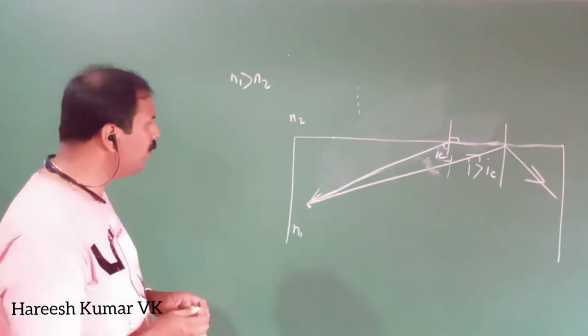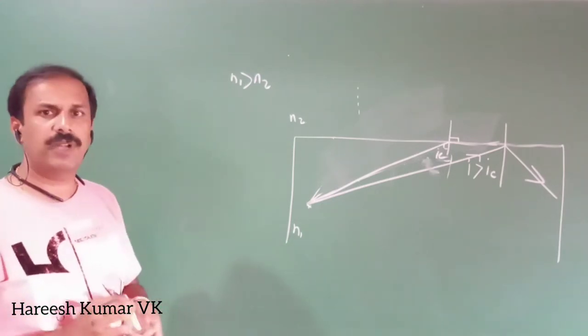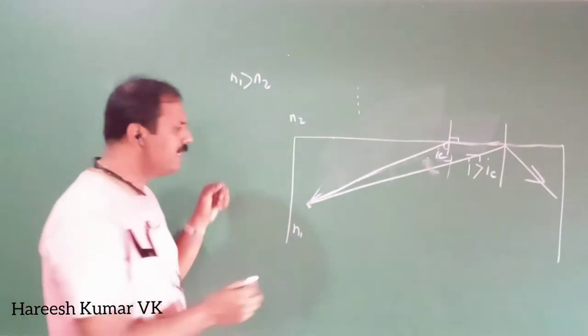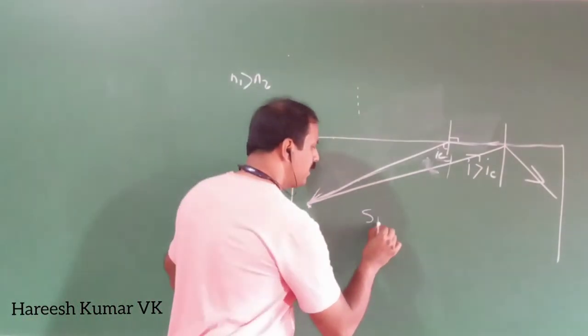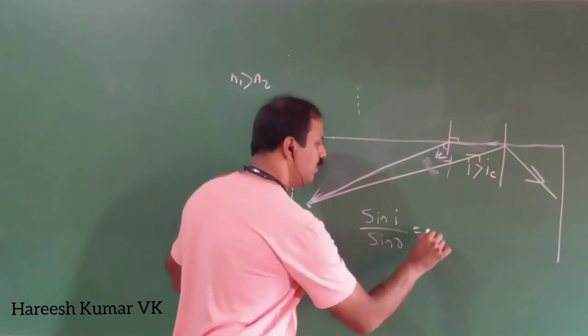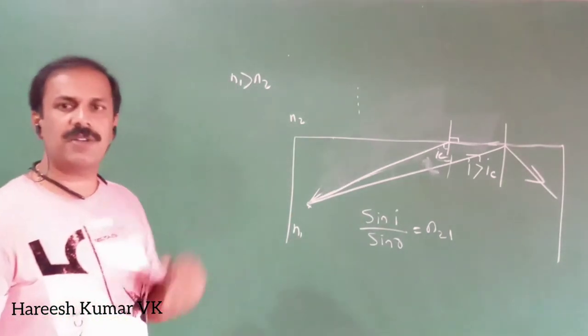Now, if you want to calculate the critical angle for a particular situation, what is our refractive index? Sin I by sin R is equal to n21. This is our Snell's law.